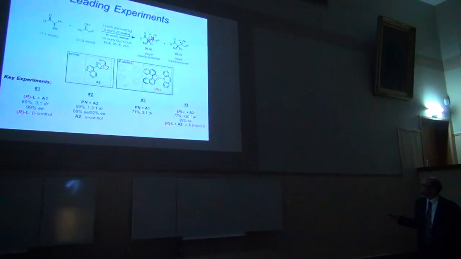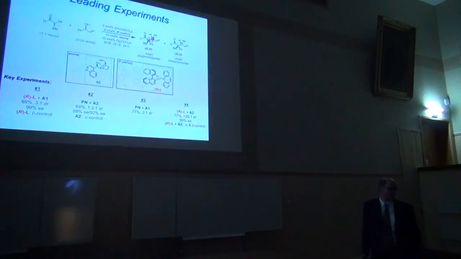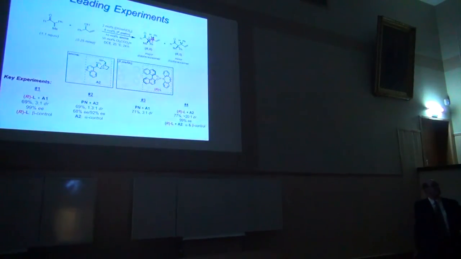You can see that we get excellent DRs, excellent EE, and that means that this time, the iridium is doing its job well, good beta control, and the amine is doing its job well, good alpha control, and that's why we're seeing this result and this result for each of those components. Now, this is not a stereodivergent reaction yet.